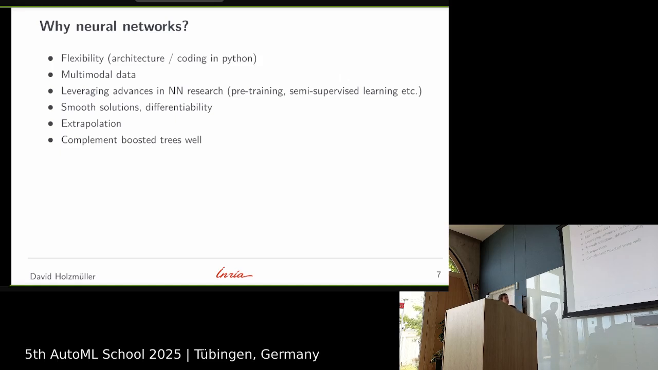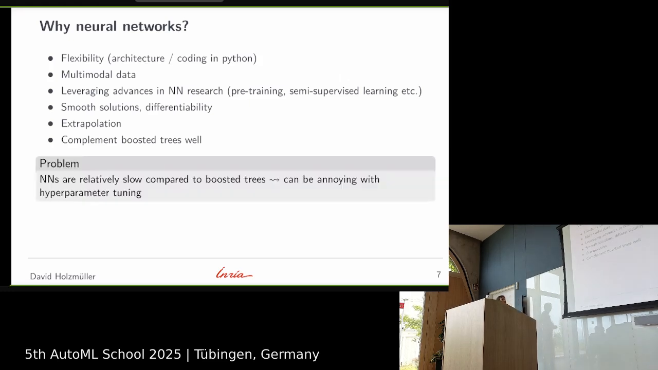Yeah, smoothness, extrapolation properties, and there is plenty of research also showing that combining neural networks and boosted trees often gives you huge benefits. Now, the problem with neural nets, at least compared to boosted trees, is that they're quite slow on average. And if you need to do hyperparameter tuning, as we saw in the SMAC demo, even with a small scikit-learn MLP, it can be quite annoying.